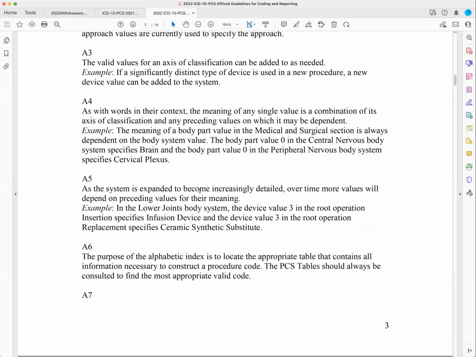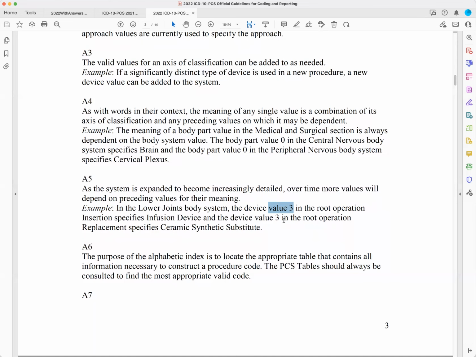As the system is expanded to become increasingly detailed, more values would depend on preceding values. So for example, in the lower joints body system, the device value 3 in the root operation insertion specifies infusion device, and device value 3 in the root operation replacement specifies ceramic synthetic substitute. So again, you have to know where you're at. So that value, I would not worry about trying to remember these character values. Don't try to memorize the values.